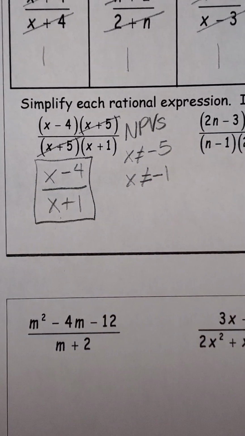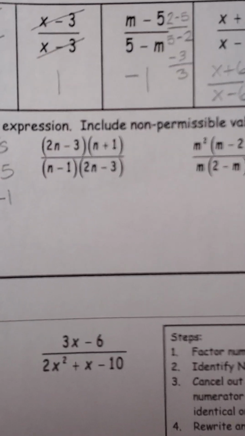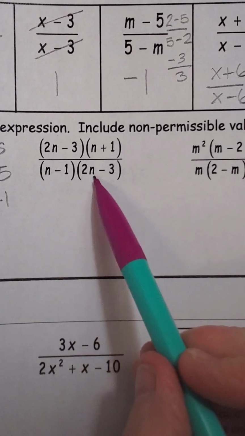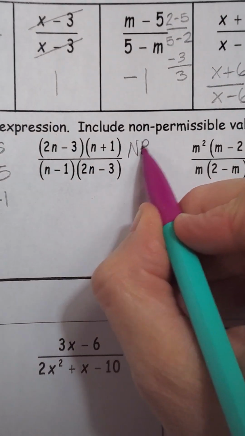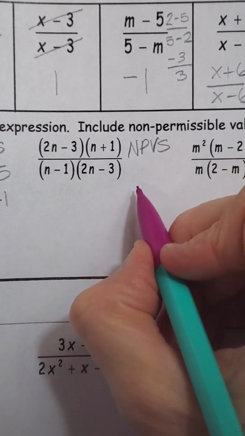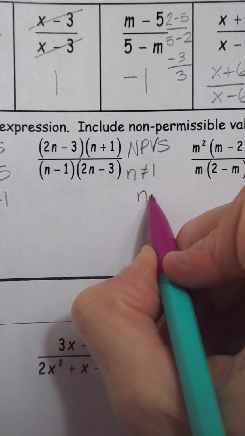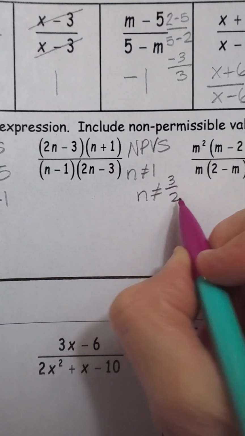If you want to write it out and show the steps, then by all means go ahead. So here, what I'll do in this case, now if you simplify it first and you don't do the NPVs right away, you can always go back and do them. You just have to make sure to include all of the non-permissible values, right? So we'll go NPVs. N can't be 1, and N can't be 3 over 2.